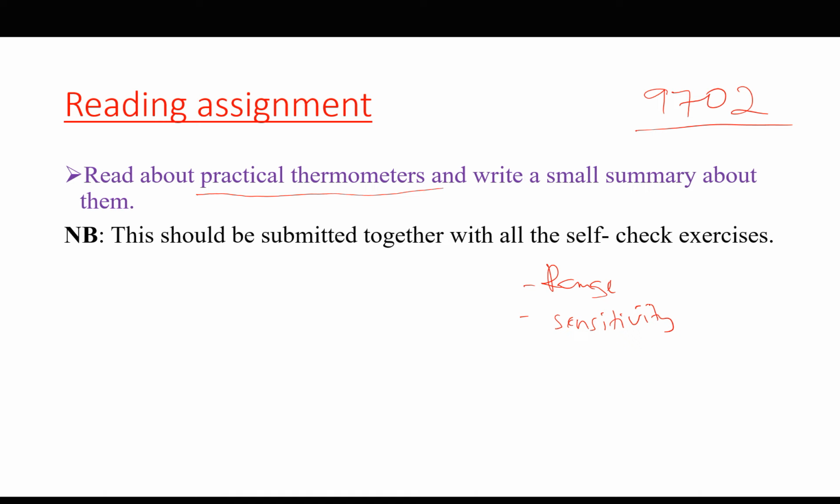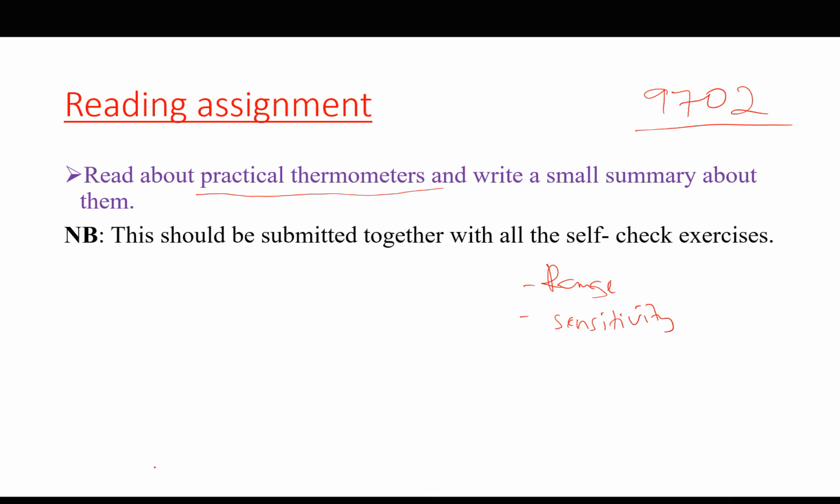So I expect that you have read about those practical thermometers. Some of them have been given in the notes, some information about them, but more information could be found online or in the textbooks.